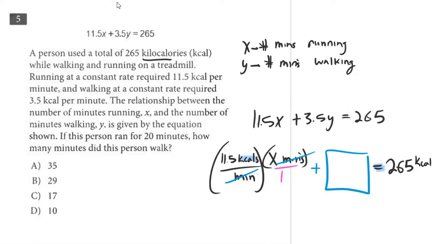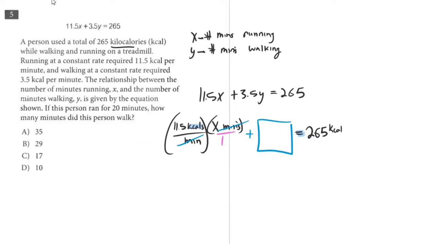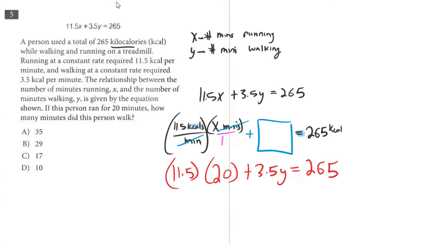So if the person ran for 20 minutes, how many minutes did the person walk? So that basically means that we need to plug into the equation because x is the number of minutes running, so x is going to be 20. And we have the 11.5 right here, and then we have 3.5y equals 265. So we just basically plugged in the x, the number of minutes running, and now we're going to go ahead and solve the equation.